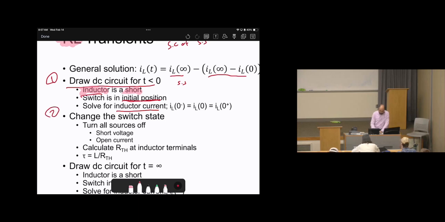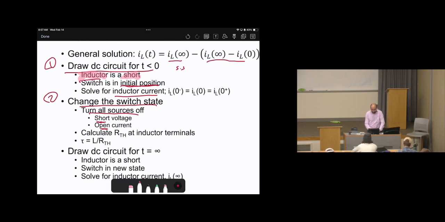Second step, which is very similar to the RC circuits: change the switch to the final status. Turn off all of the sources. Any voltage source will be short, any current source will be open. Then calculate R Thevenin at the inductor terminals. The same thing we did in RC, exactly the same. But the difference is tau will be L over R Thevenin. It's no longer RC. Now it's L over R. Okay?